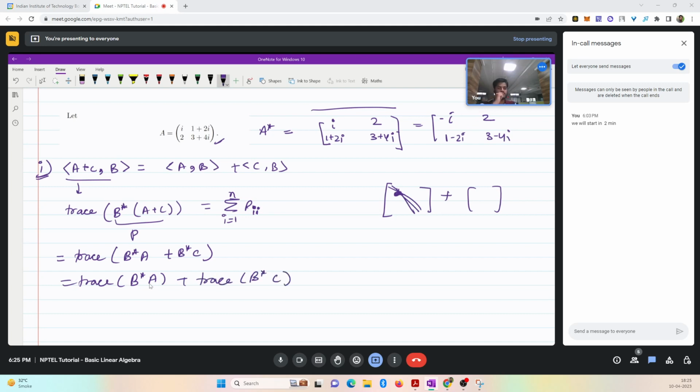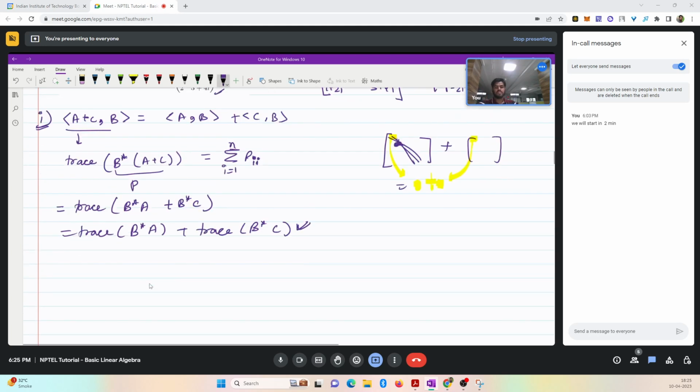This is quite obvious, right? Even in the sum, the first element would be this plus this, so you can just take this individually from here and individually from here and then add them. Okay, so this thing is satisfied, so this is nothing but equal to AB plus CB. So we have satisfied the first property.